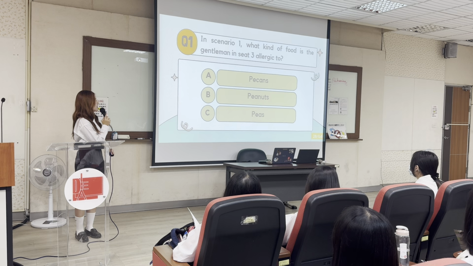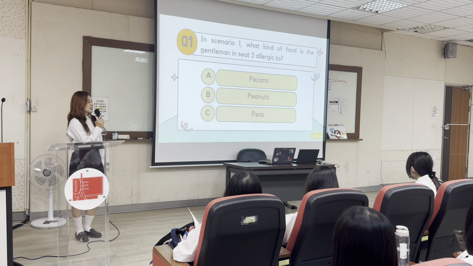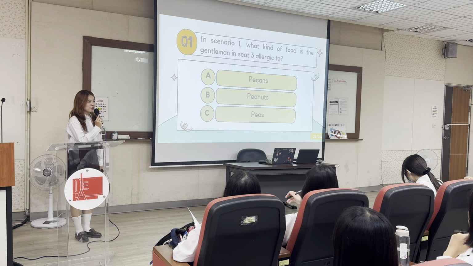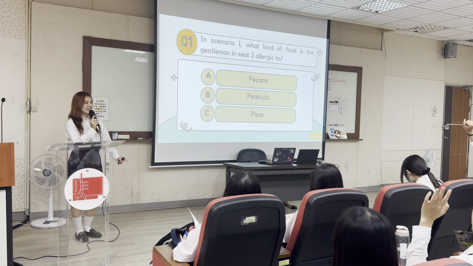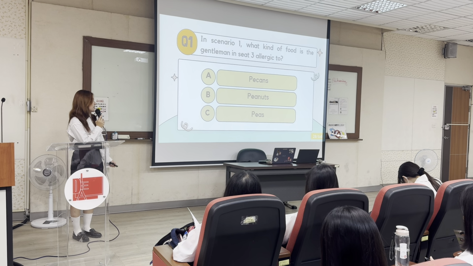What's your first question? So question 1. In scenario 1, what kind of food is the gentleman in C3 allergic to? A. Packets. B. Peanuts. C. Peas. Who knows the answer? Please raise your hand in 3, 2, 1. Yes, correct. It's B. Peanuts.